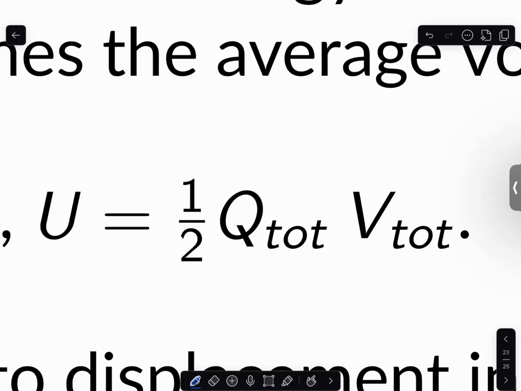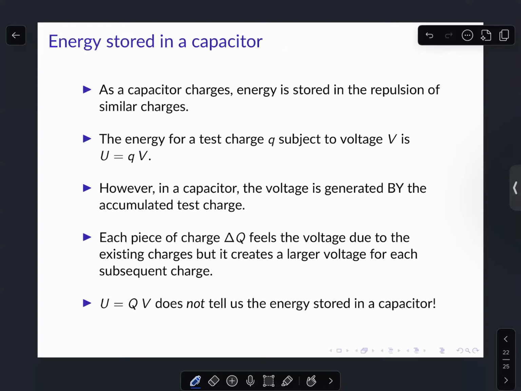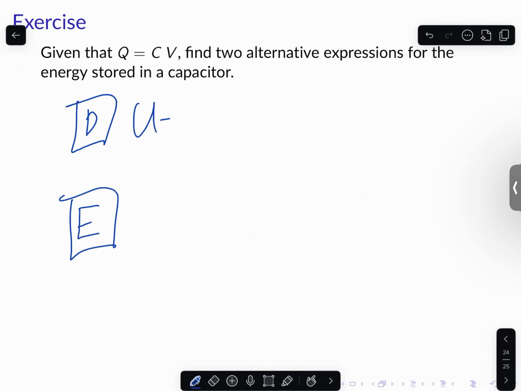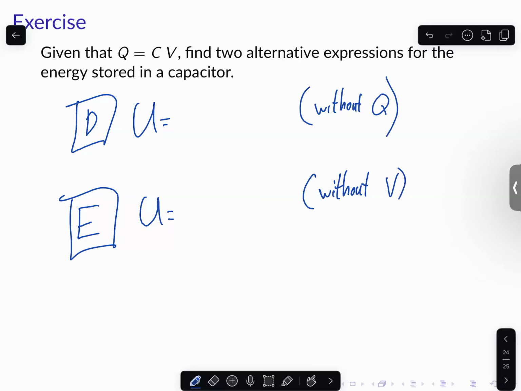Great. Let's do some problems. As has been requested, many people have asked for more practice. So here we go. I'm going to ask you for Google Form D and Google Form E. I want you to find an expression for the energy stored in a capacitor without charge. And I want you to find an expression for the energy stored in a capacitor without voltage on the capacitor.